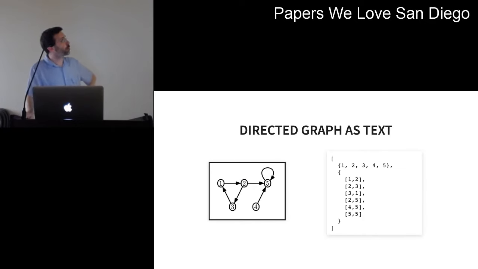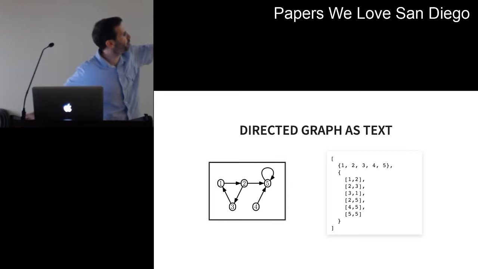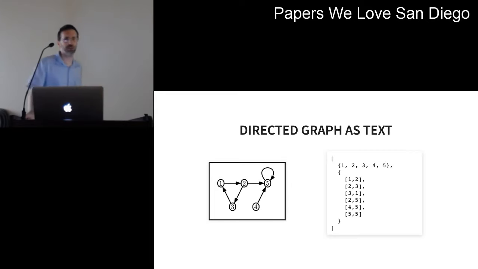Here is a programmatic representation on the right of a directed graph. There are two collections. The first is a bag of nodes just named 1, 2, 3, 4, and 5. The second is a bag of directed edges. The first directed edge points from 1 to 2, second one from 2 to 3, then from 3 to 1, 2 over to 5, 4 over to 5, and then that loop at the end is 5 pointing to itself.